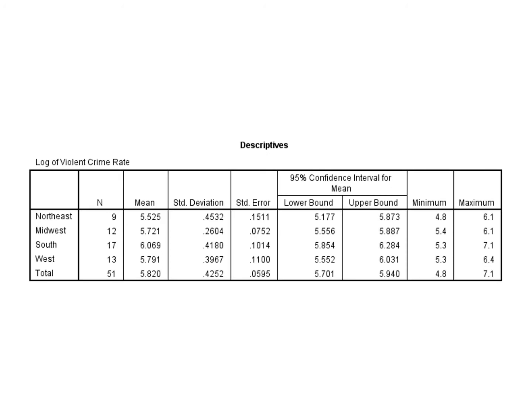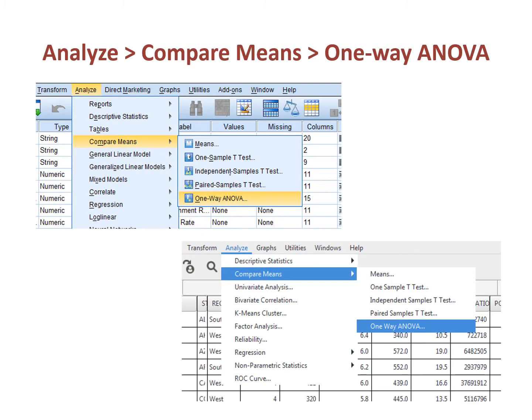The one-way ANOVA is an expression of the general linear model. For our example, we look at the violent crime rate by region. The violent crime rate is logged due to skewness in the distribution. The South has the highest violent crime rate. In the video on independent sample t-tests, we established that the South has a violent crime rate higher than the rest of the country. In this example, we look at differences between all four regions simultaneously.